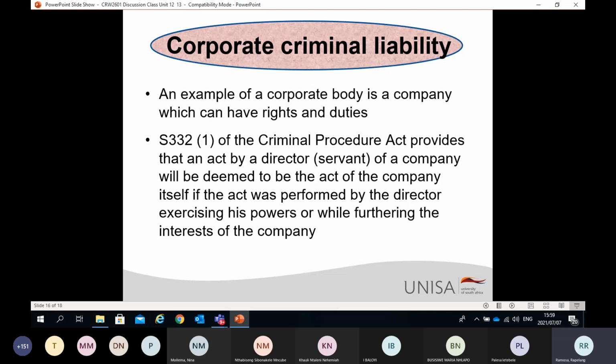And that is regulated by Section 332(1) of the Criminal Procedure Act. It provides that an act by a director or servant of a company will be deemed to be the act of that company itself if that act was performed by the director exercising his powers or furthering the interests of the company. And we have examples in your study guide on page 190.